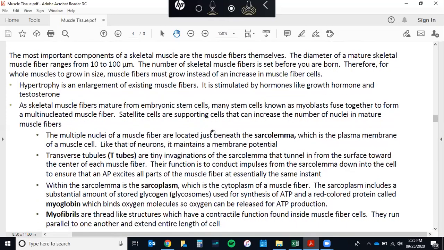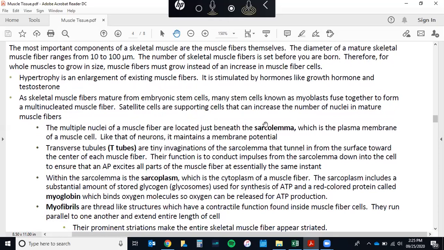Okay, reading through. Most important components of a skeletal muscle are the actual muscle fibers, or once again, muscle cells themselves. The diameter of a mature skeletal muscle fiber will range from as small as 10 to as big as 100 microns. What's really cool, and kind of surprising to students, is that the number of skeletal muscle fibers that we have in our muscles is set before we're born.